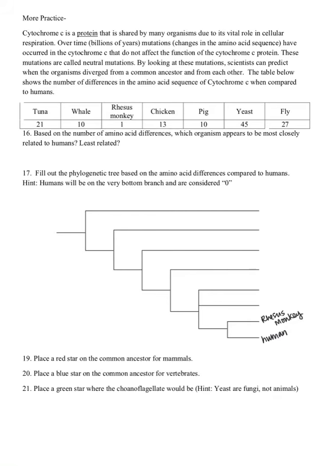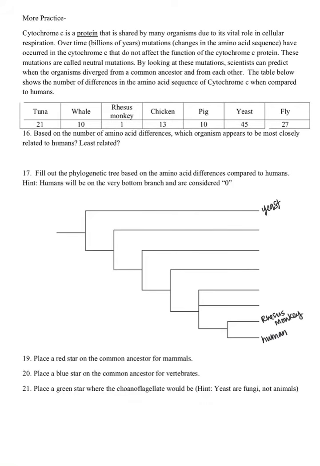Now, the next best thing to do is to find my outgroup. My outgroup is going to be the one that has the biggest number of differences or the least similarities. So this one, like we said in the question above, is going to be my yeast. So I'm going to put yeast on the phylogenetic tree on the branch that is connected closest to the common ancestor. That one is least related.